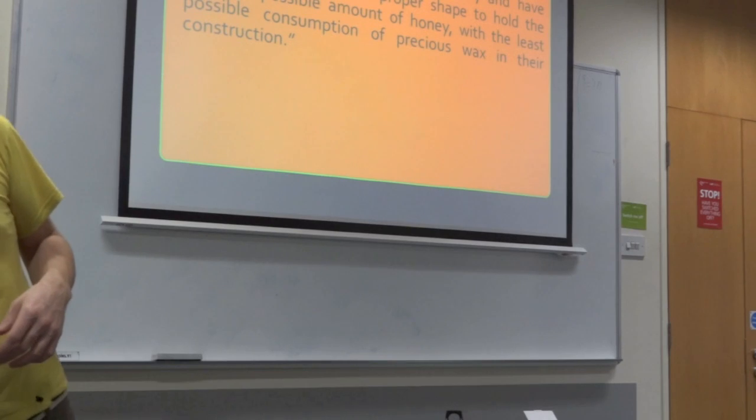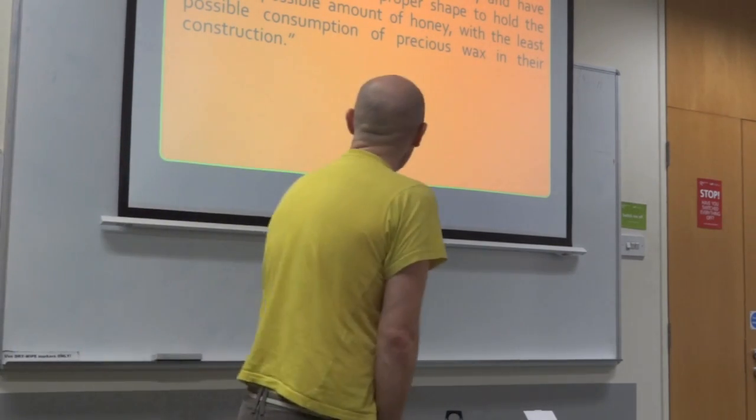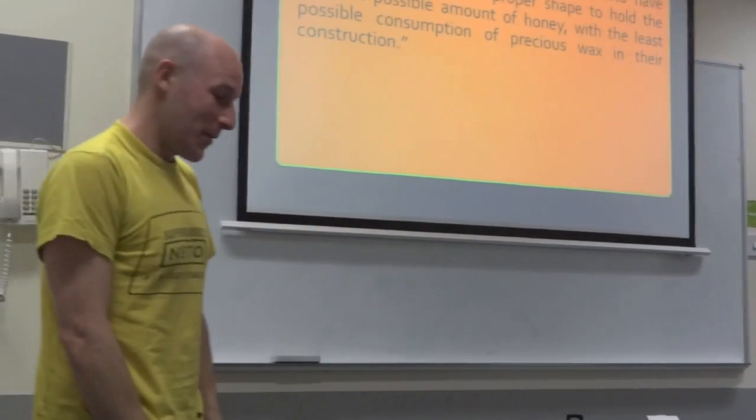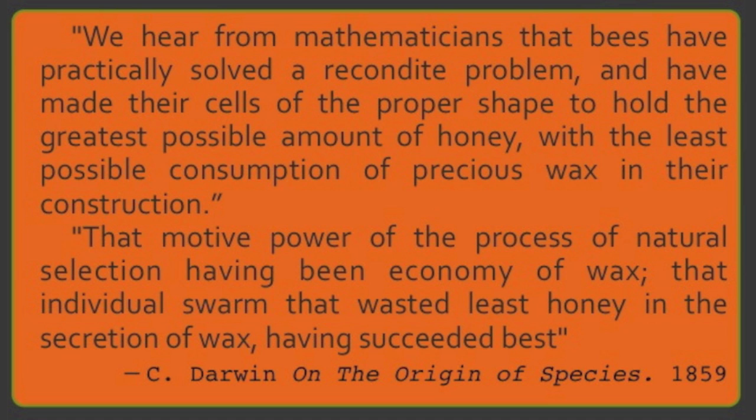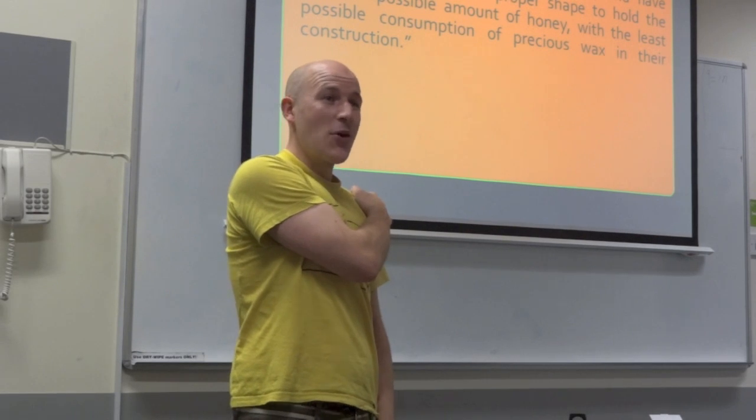Let's talk about bees. Back in the day, we get these statements coming from people like Charles Darwin. We hear from mathematicians that bees have practically solved a recondite problem, I mean a difficult or hard problem to solve, and have made their cells of the proper shape to hold the greatest possible amount of honey with the least possible consumption of precious wax in their construction. Bees have solved a problem.